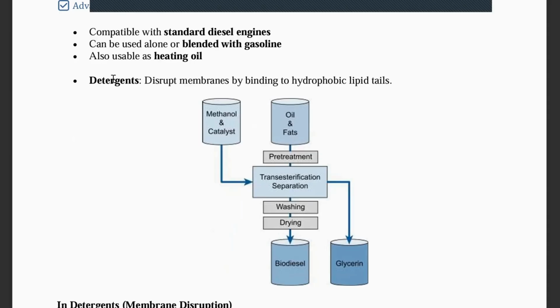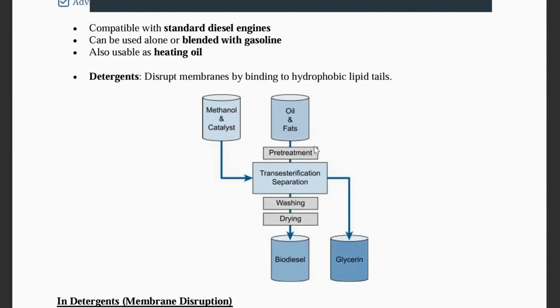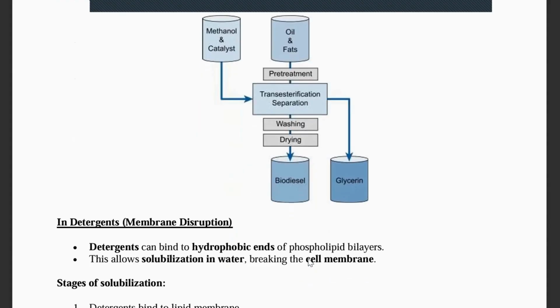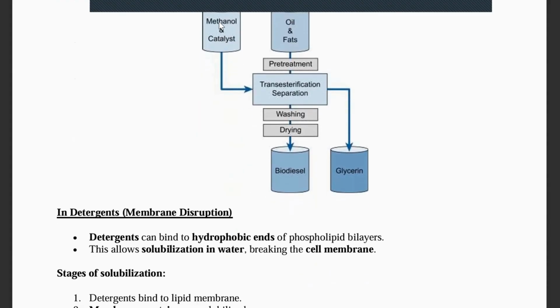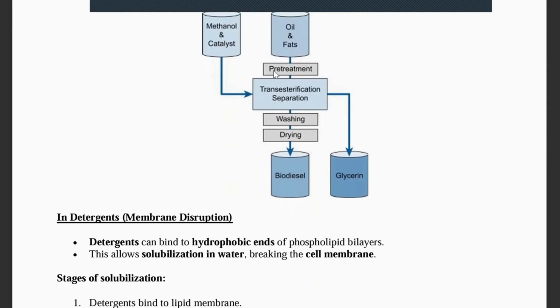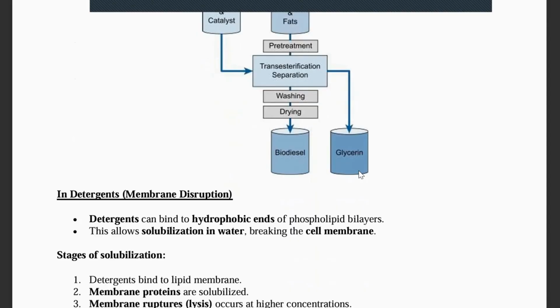Another application is detergent, which we'll study next. This is the process of making biodiesel: methanol and catalyst, oil and fat are sent to a transesterification unit for separation. Here, washing and drying is done. We get the biodiesel. We also get a byproduct called glycerin.